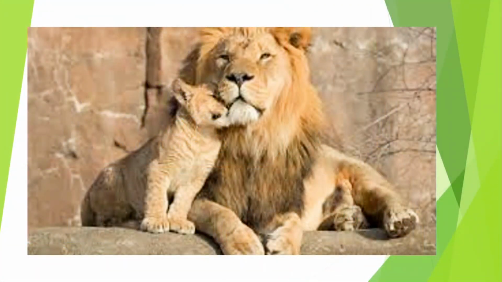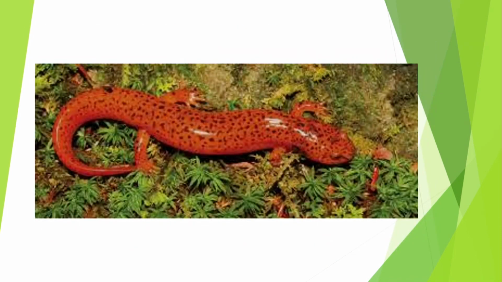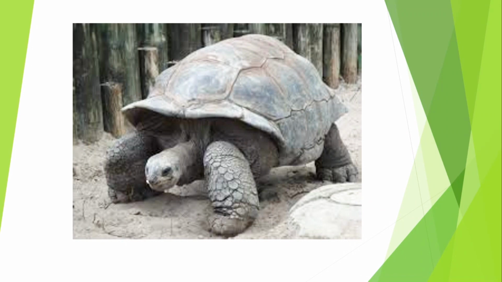Oh, I see fur. With this lion, I see it with its baby, so it would definitely be a mammal. You're right. You ready for the next one? Ooh, that's got smooth skin. That's a newt. It's got smooth, shiny skin. Did you say amphibian? Absolutely right. Our next one is a big old tortoise. You see that shell and those scaly legs? You said reptile, right? Absolutely right.